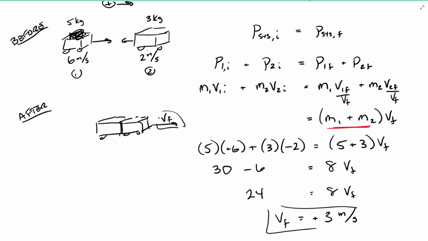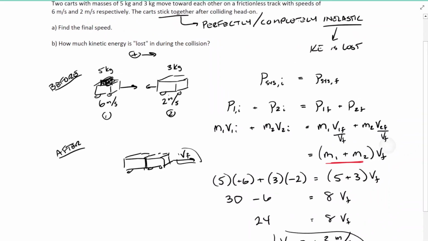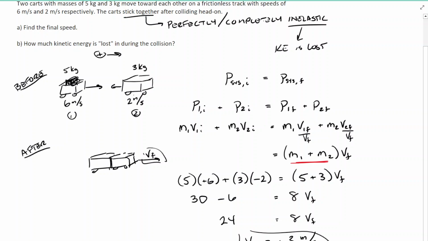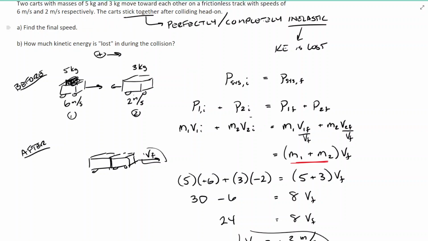And what does that mean? Well, if you look at my picture, I assumed that because the more massive cart was moving to the right, we would be moving to the right at the end. And in fact, the math tells us that since we get a positive answer, these carts are moving to the right together at 3 meters per second. Had we gotten a negative sign, then I would have known I drew my arrow incorrectly, and the arrow would have to be to the left. All right, so our final speed here at the top is 3 meters per second moving together to the right.